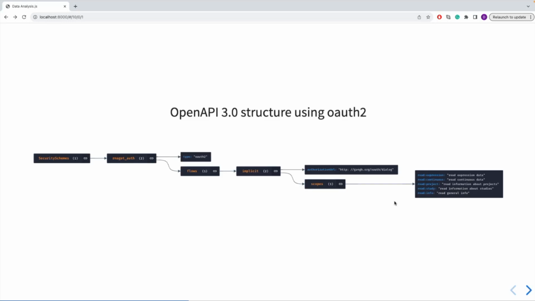Also, I have an example for OpenAPI 3.0 that is using an implicit flow, where we can see an authorization URL where the user is directed to be authorized. And we can also see scopes in this implicit flow, and these scopes are about permissions and access levels for the user.